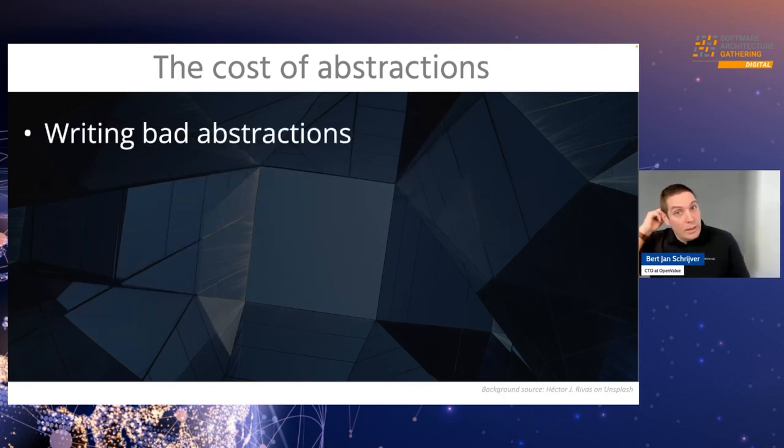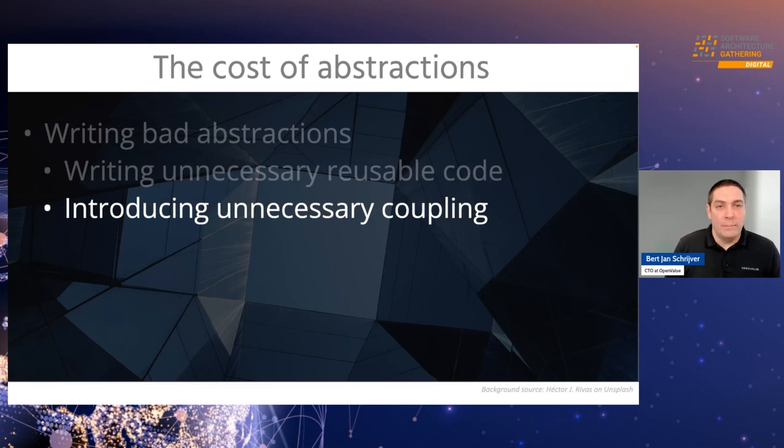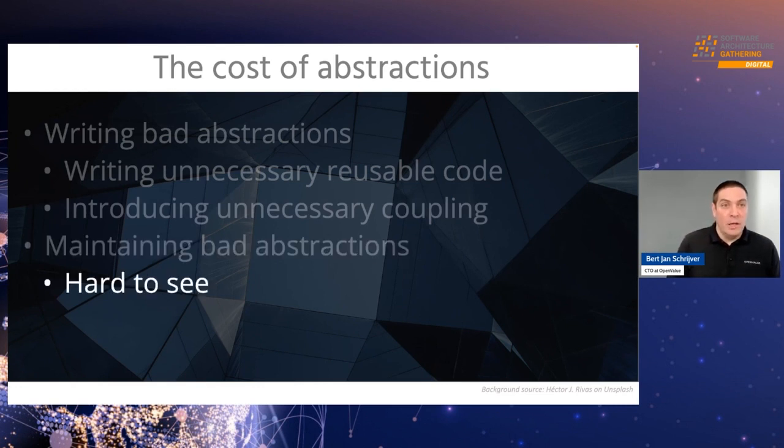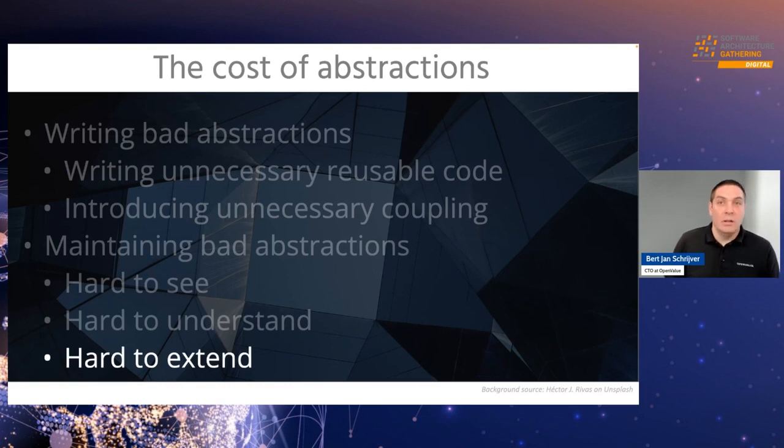So if you write bad abstractions, well, then you're writing unnecessary reusable code. You're introducing unnecessary coupling. That's still bad, but it doesn't cost you that much. But maintaining bad abstractions, they may be hard to see, they may be hard to understand, and they may be hard to extend. So it's even more difficult maintaining those wrong abstractions.